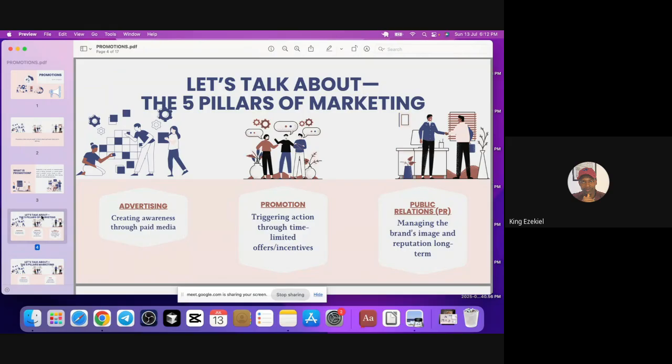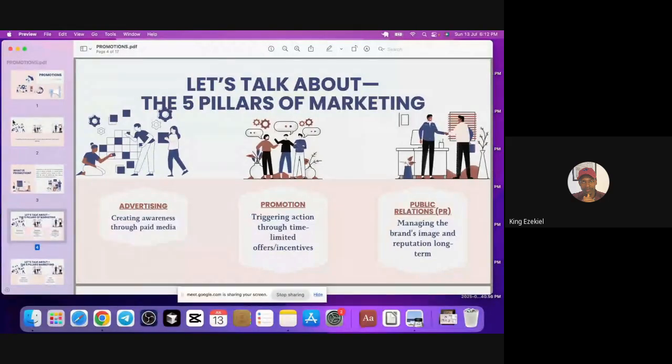So can you see? If you hear it, you might think these things sound different, but they're actually very similar. When you promote something, you're not just promoting it for the sake of promotion. Firstly, you're promoting it because you want people to take an action. That's the whole point of promotion. So you can use some tactics to get them to take that action, like offering time limited offers or incentives.